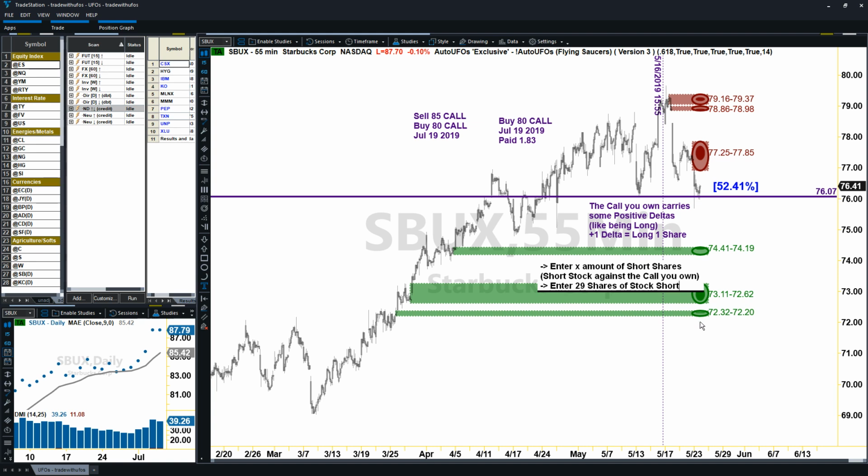Why? Because 29 shares of stock short produces negative 29 delta, isn't it? So 29 short shares equals minus 29 delta. One call that you have equals positive 29 delta. So the net result would be 0 delta. So you have neutralized the pain. Okay, you have neutralized the pain.